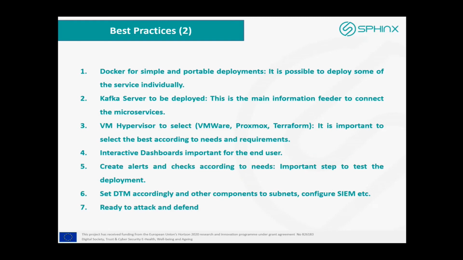Other best practices include Docker, for example. If you don't want to use Kubernetes and go to a very complex cluster of services, you can deploy the components individually by using Docker services. Although the Kubernetes node is proposed, the Kafka server is to be deployed as a main feature, to interact between the components. So it's important to have a stabilized version of a Kafka server.